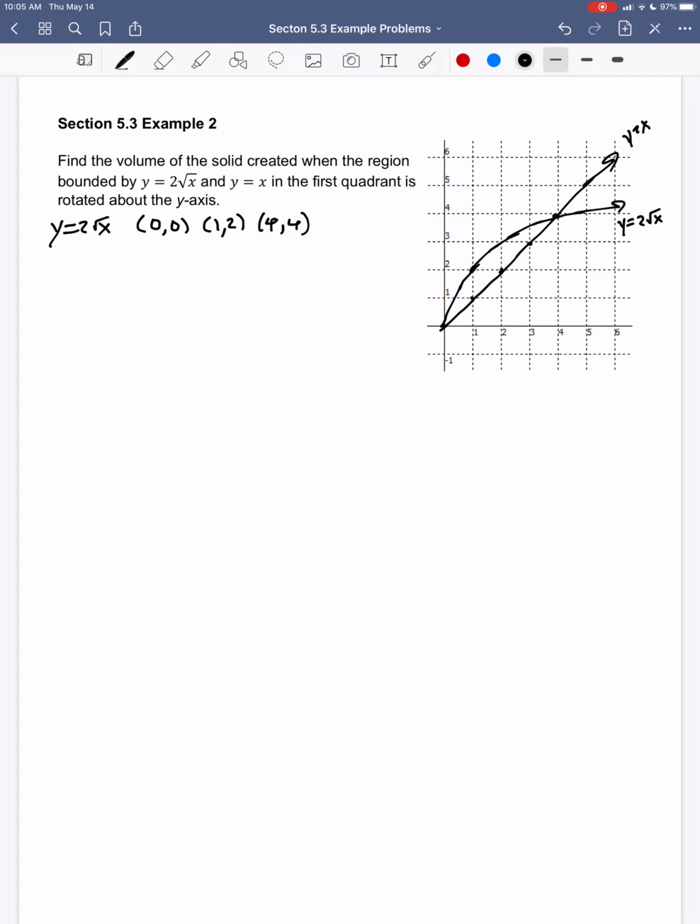The other way, of course, that we could verify that the points 0, 0 and 4, 4 are really where these meet is to just set these equations equal to each other. We could set their y-coordinates equal. So that would say that 2 times the square root of x is equal to x. We could square both sides of the equation. 2 squared is 4. Square root of x times square root of x is x. x times x is x squared.